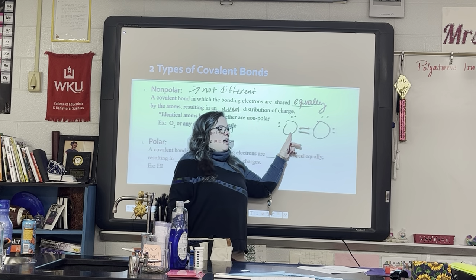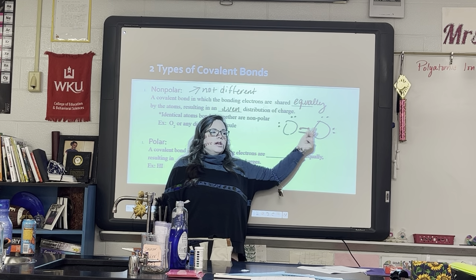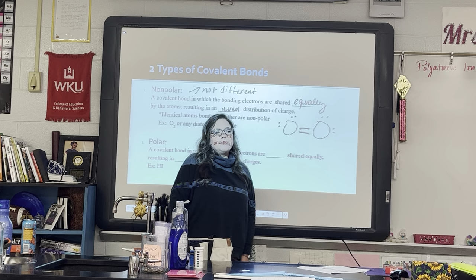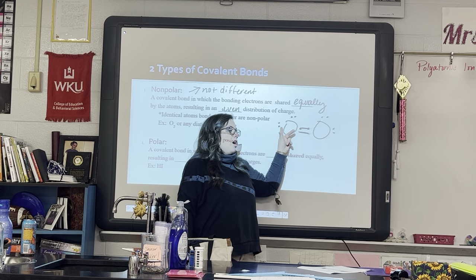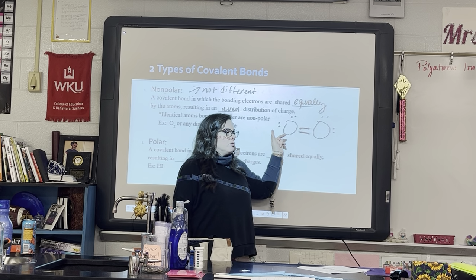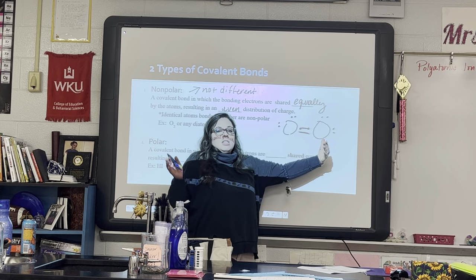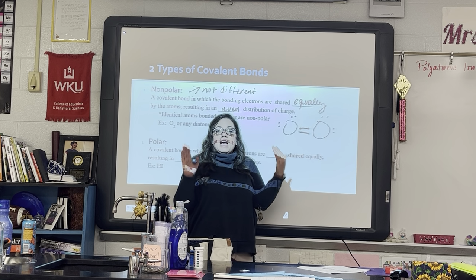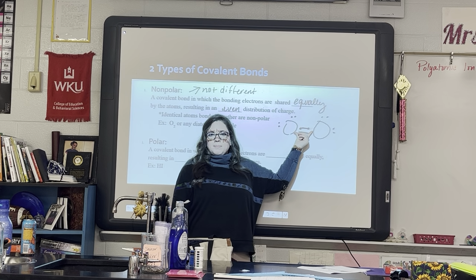So do you think that this oxygen is pulling these electrons closer this way, or this oxygen is pulling these electrons closer this way? They're pulling them equally because is one oxygen stronger than the other, Josh? No, right? They're the same atom. So if they are identical, these electrons in between are going to be shared equally, okay?